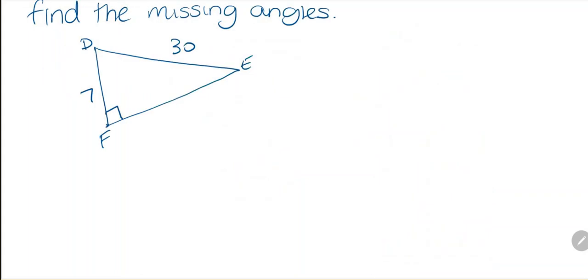Okay, so this one we're given two sides and we need to find the angles. So first of all, we'll call this angle A, and then we'll call this angle B, and we're going to label the sides. So opposite angle A is opposite. The longest side is hypotenuse, and next to angle A is adjacent. So we're going to find angle A.